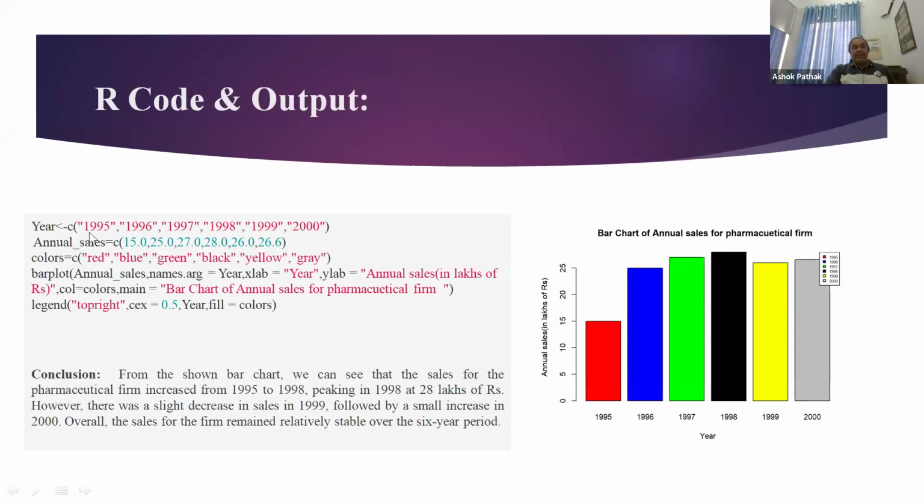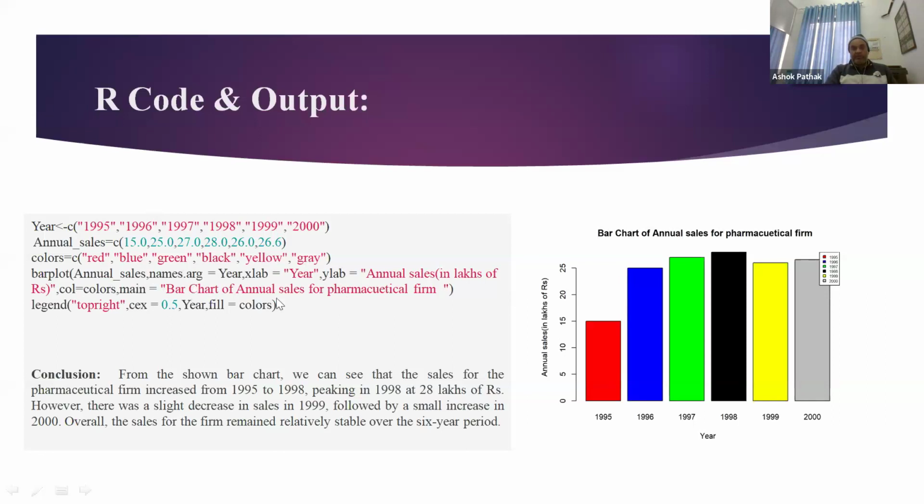We can make the sale each year a different color. So first, 95 we are making red, 96 blue, 97 green, 98 black, and 99 yellow. So bar plot annual sales, this one, and you can give the name of this one.